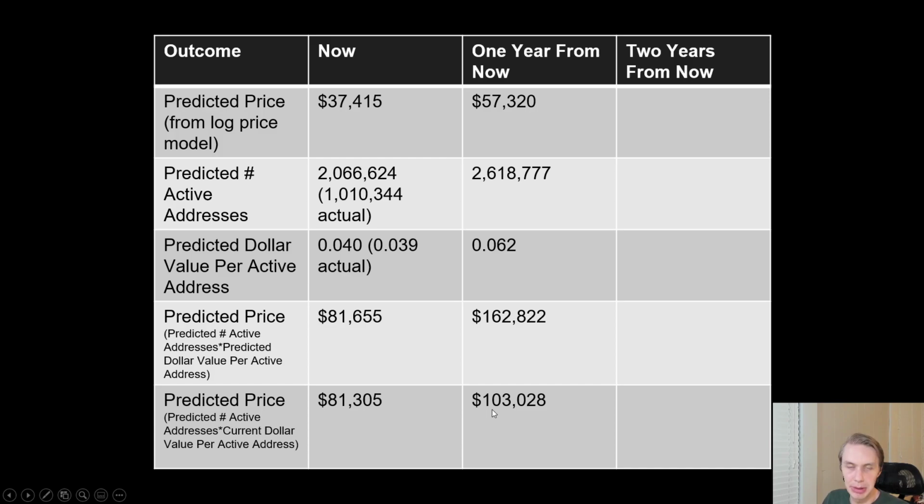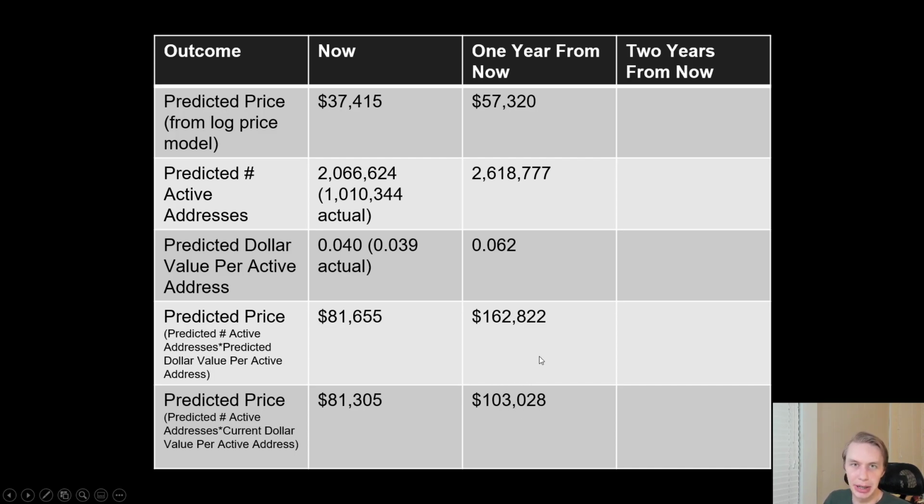And then even if we take maybe a more conservative version where we're not assuming a linear increase from where we are right now of value per active address, just assume that stays constant, this 0.039 per active address right here, then that would get us to a predicted price of a little over 100,000. So again, still quite a bit up from this model right here.